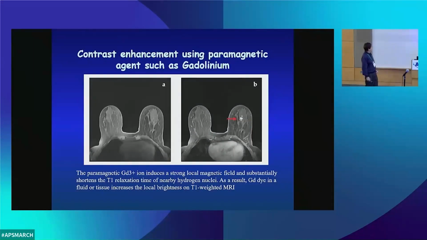Another improvement is the use of contrast enhancing agents such as gadolinium, and this is one example on breast tissue. Before you apply this gadolinium agent, you don't see the tumor, but after you apply this contrast agent, you can see it very, very clearly.